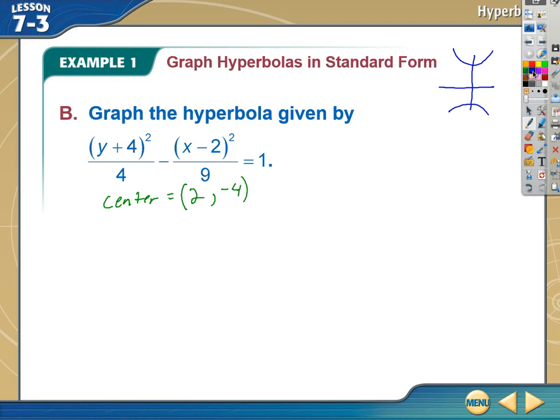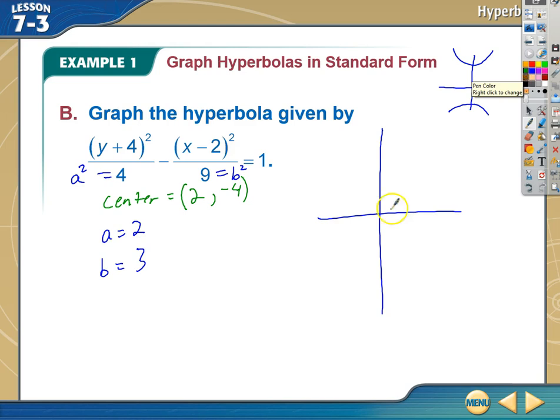And again, I identify what's A. That's A squared. That's B squared. So that means that A is equal to 2. B is equal to 3. Let's start drawing this out. My center is 1, 2, 1, 2, 3, 4. There's my center.